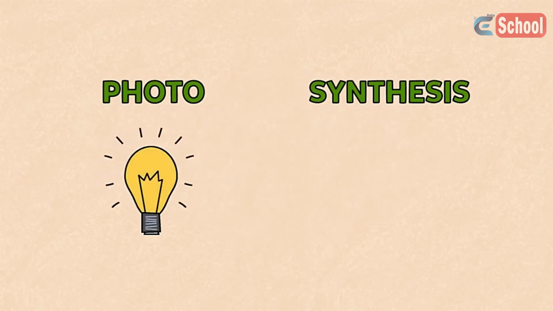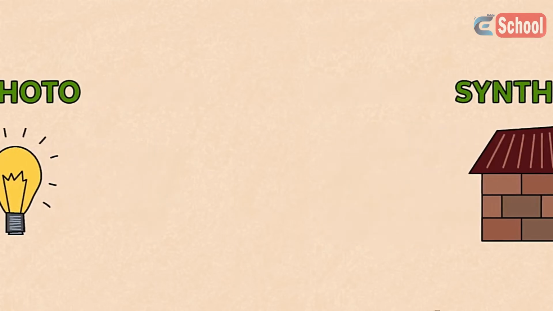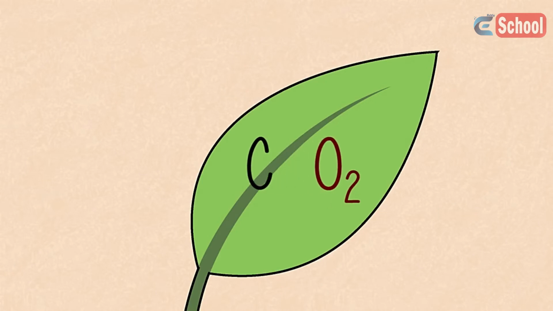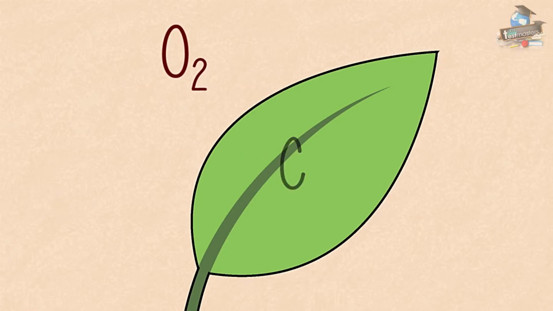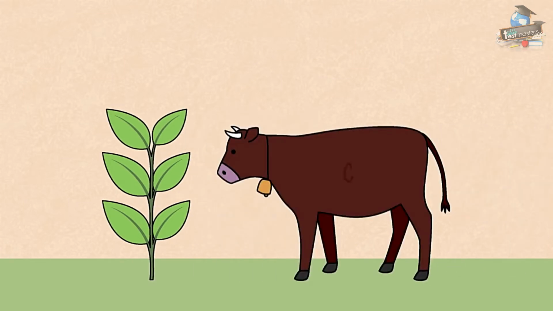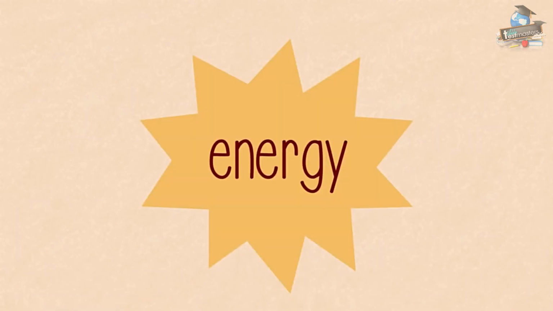Photo means light and synthesis means building up. However, in its simplest terms, we are actually breaking carbon dioxide apart, releasing the reactive gas oxygen into the environment, allowing the carbon to be captured by the plants to build up their structures as they grow. Animals, in their turn, get carbon by eating plants or other animals. All this, of course, requires energy.